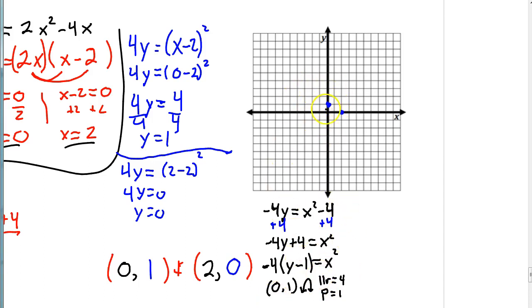We can start at 0, 1, which is good. That means that's our first intersection point. And if we go down 1 and then right 2 and left 2, right? So I went down 1 because of my p-value equaling 1. I'm going right 2 and left 2 because the whole length is going to be 4. My LR is 4. So this is going to be my first graph here. It's going through both of my answers that I got algebraically. So that's a good sign.